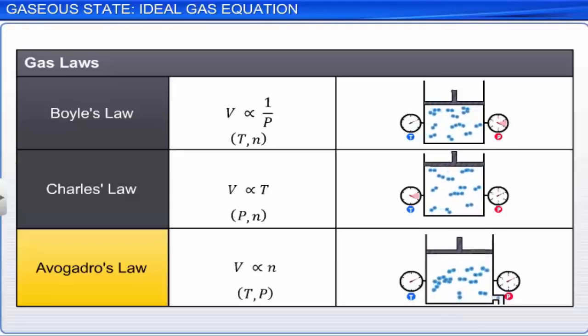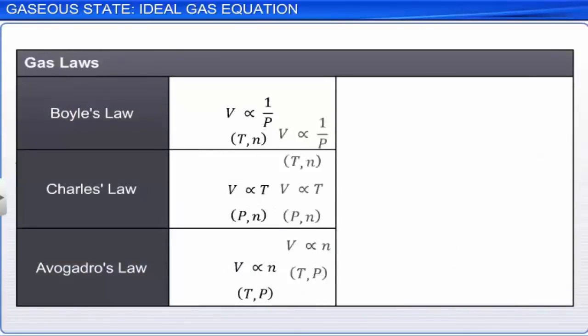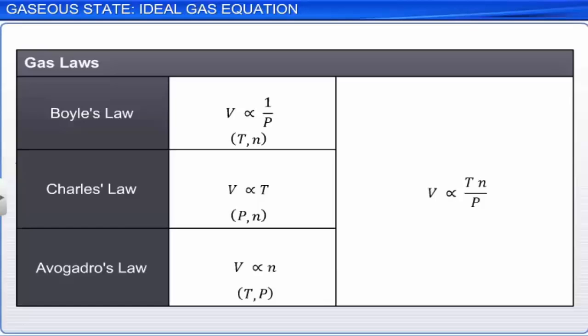On combining these 3 laws, we get the ideal gas equation. However, when we introduce a constant of proportionality, R, then the equation can be written as V is equal to R into N into T divided by P. Here, R is known as the universal gas constant.